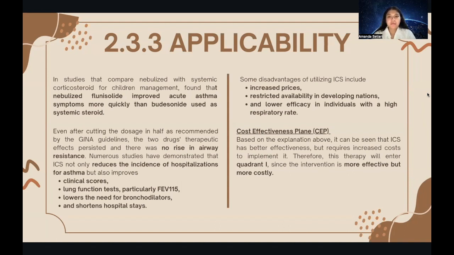Some disadvantages of utilizing ICS include increased prices, restricted availability in developing nations, and lower efficacy in individuals with a high respiratory rate. Therefore, further analysis will be needed, in which, in this case, we would like to use the cost effectiveness plane analysis, or CEP. Based on the explanations above, it can be seen that ICS has better effectiveness but requires increased cost to implement it. Therefore, this therapy will enter quadrant 1 since the intervention is more effective but more costly. That is all from me.